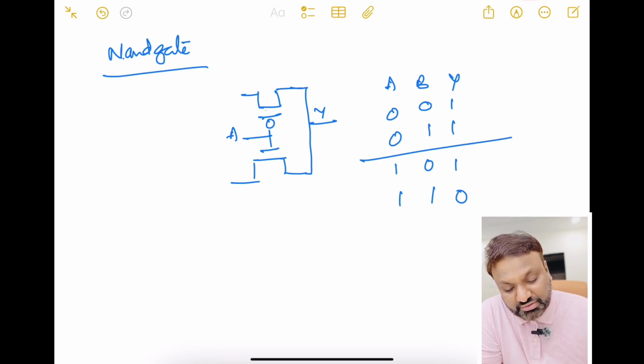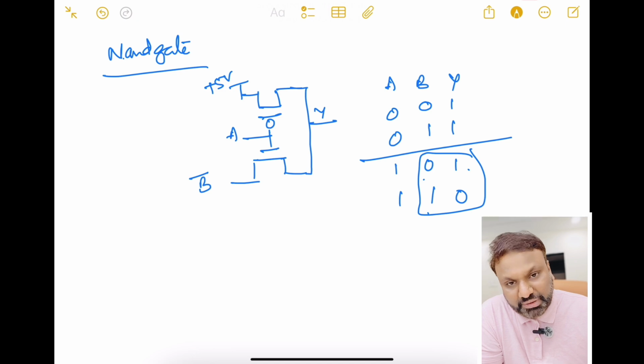When A is equal to 0, my output is always equal to 1, so I will be connecting plus 5 volts here. When A is equal to 1 and B is equal to 0, Y is equal to 1; when B is equal to 1, Y is equal to 0. That means it is nothing but the complement of B, that is B bar. So I will be giving a B bar input here, such that my pass transistor structure circuit diagram is implementing a NAND gate.